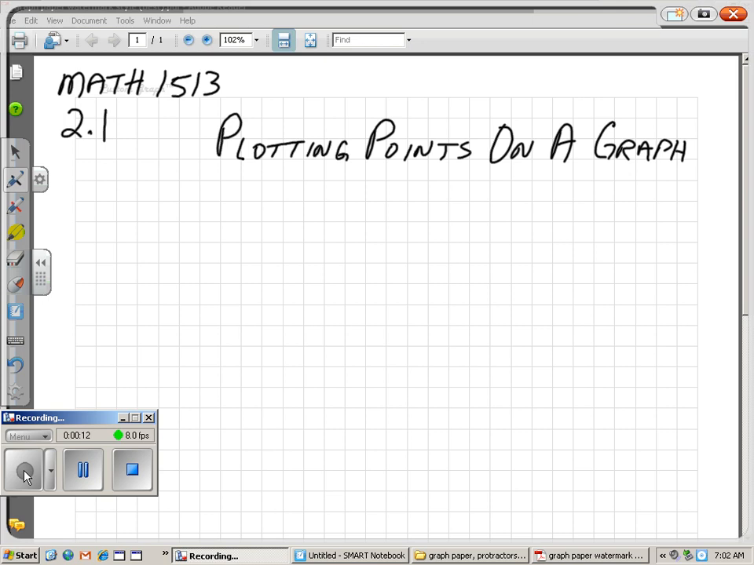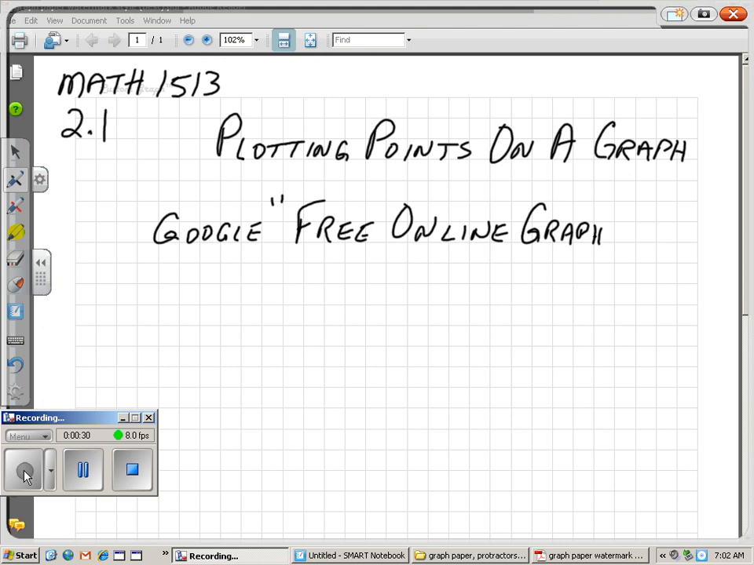Now, before we get started, I just want to remind you that there's no reason to go purchase graph paper. All you got to do is Google free online graph paper. So Google free online graph paper, and you'll pull up a dozen websites and just pick your favorite one. I pulled up this graph paper here. It doesn't cost you a thing, so go get you some graph paper for these assignments.